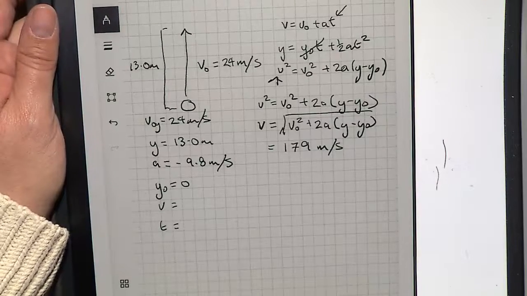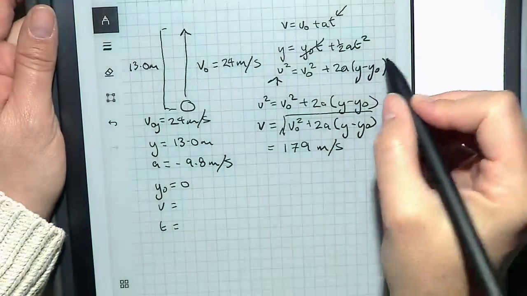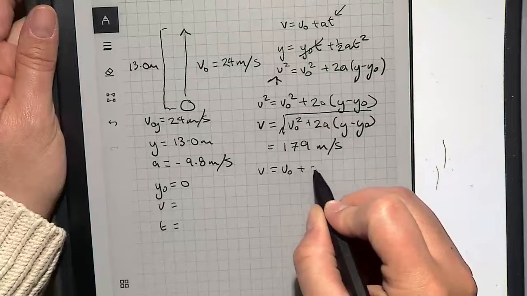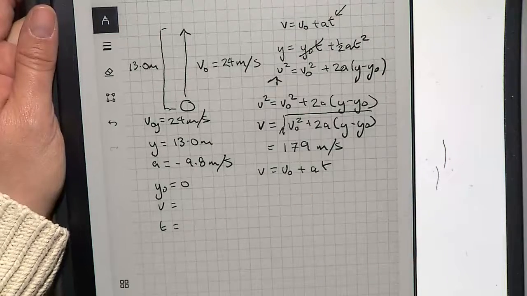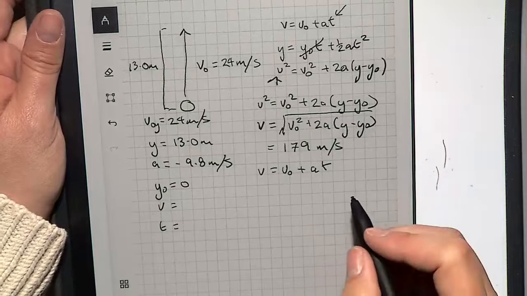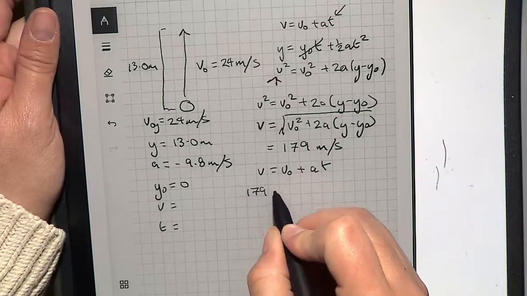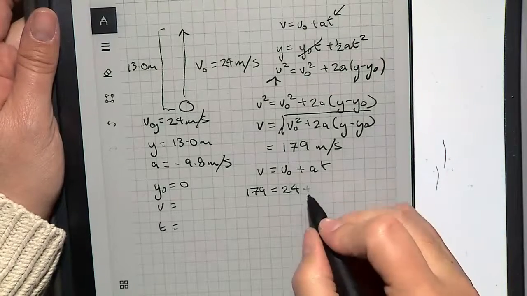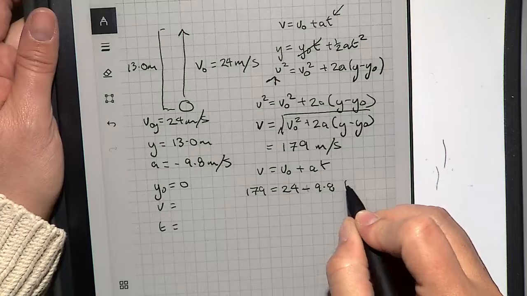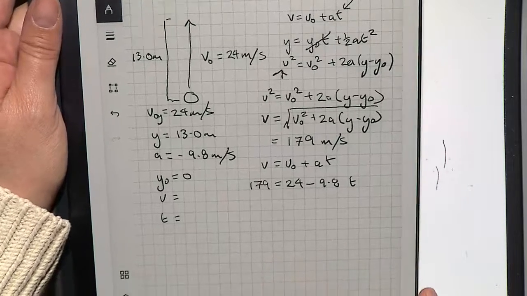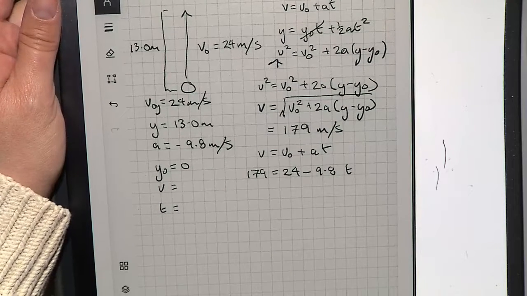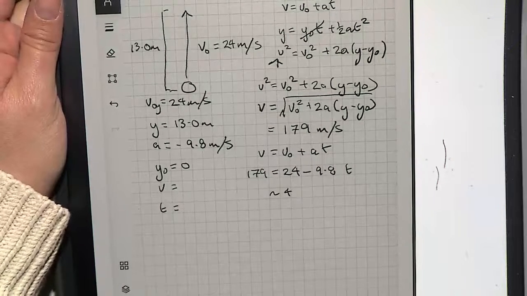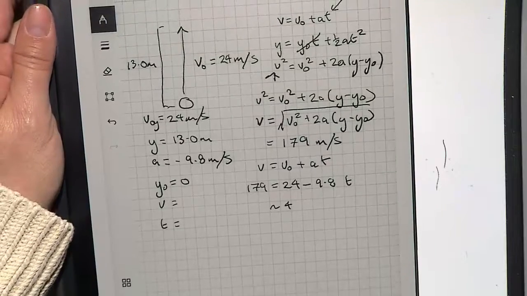So we can now apply that into the next equation. So this one here. So v equals v naught plus at, and we can rearrange to get t. And so what you should get is 179 equals 24 plus, actually, minus 9.8 t. So you can rearrange that and you should get a pretty reasonable number of about 4 seconds. So I'll get you to do that more accurately. So that's pretty straightforward, isn't it?